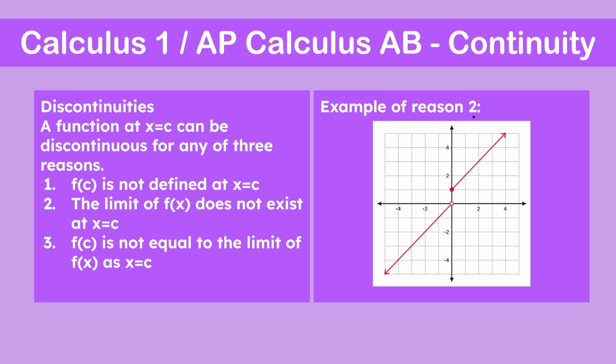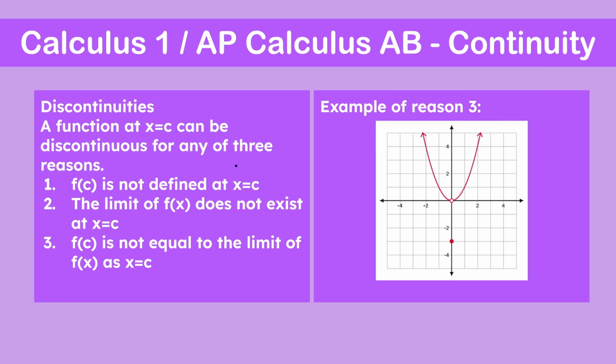So an example of reason 2 is that the limit does not exist at x equals c. In order for the limit to exist, the left and right sides of the limit must be equal. But as you can see here, the left side of the limit approaches 0, but the right side of the limit approaches 1. And 1 is not the same thing as 0, which means that the limit doesn't exist.